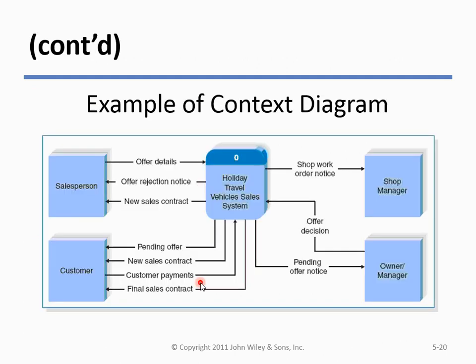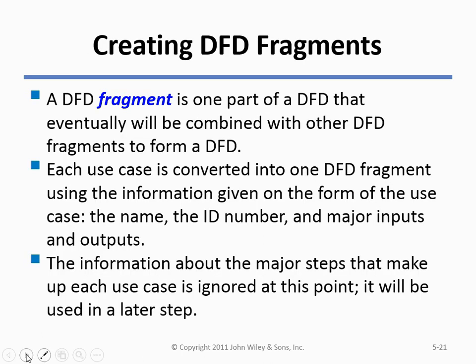All right, so there's a context diagram. You can tell a lot about what's going on here, right? It's holiday travel vehicle sales. The salesperson puts in some offer details. The salesperson gets a rejection. The customer gets a pending offer. The customer provides payments. You get a lot about who's doing what just by looking. That's what Yogi Berra said: you can observe a lot just by looking sometimes, right?